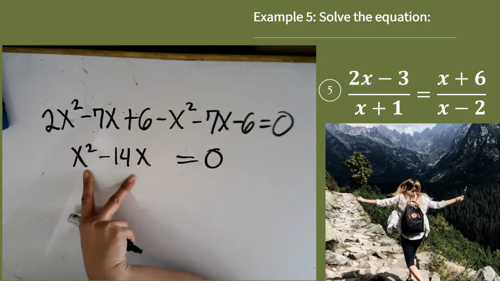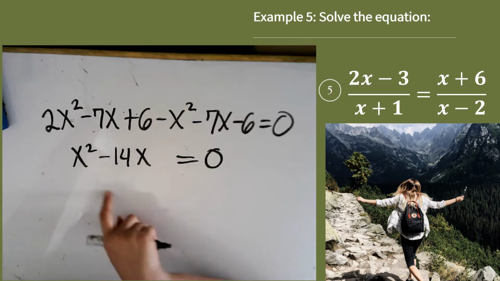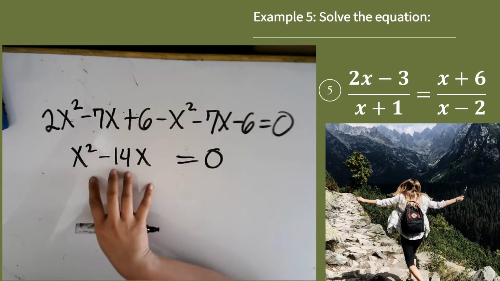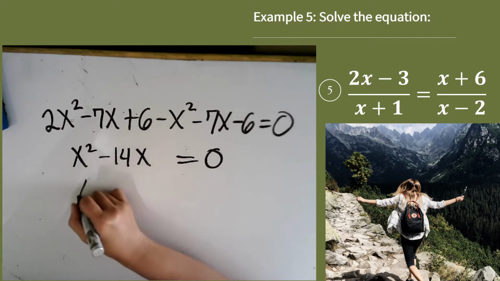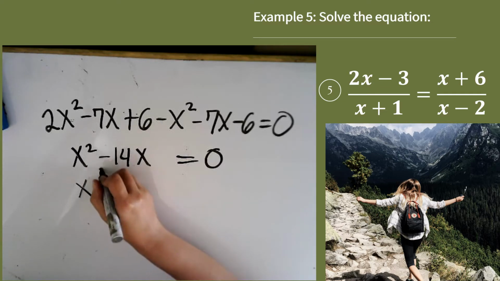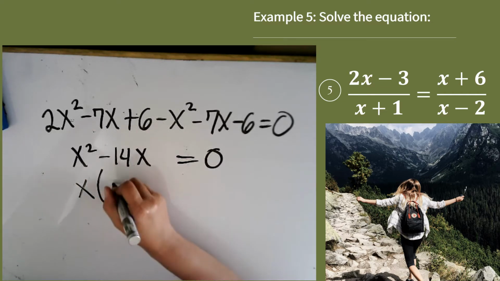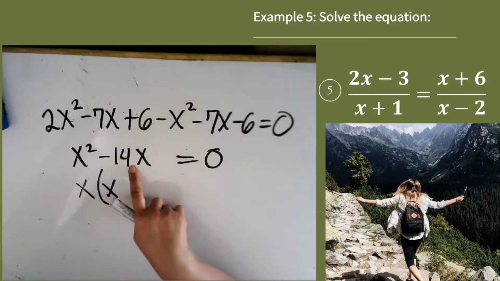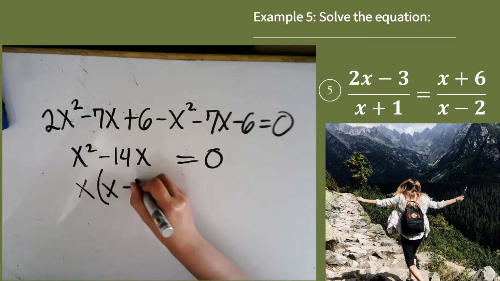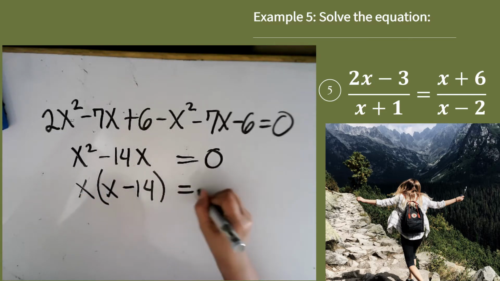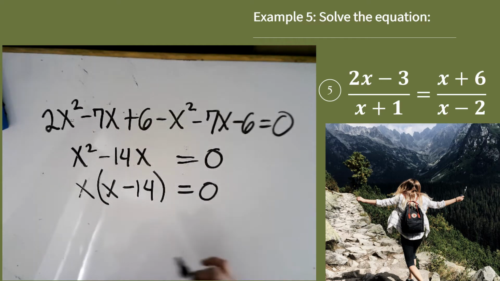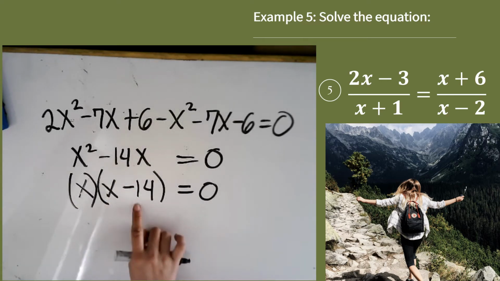And then, what have you noticed on these terms? We can factor out x. So factoring out x on both terms. So x squared divided by x is x. And negative 14x divided by x is negative 14. There. So there are two factors here, x and x minus 14.